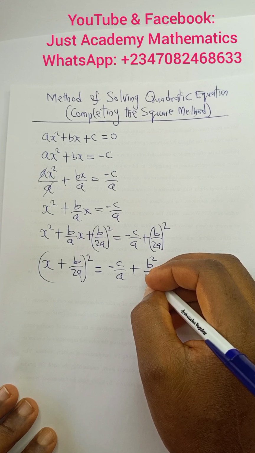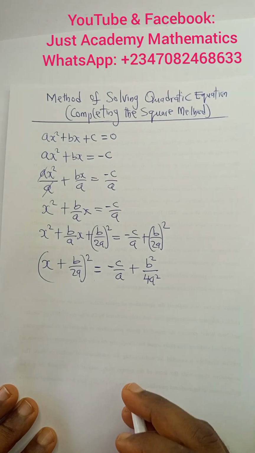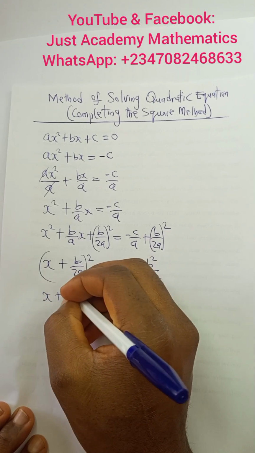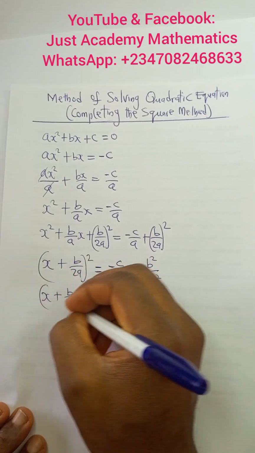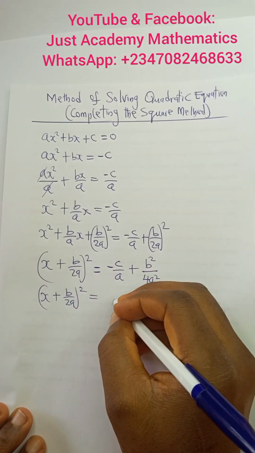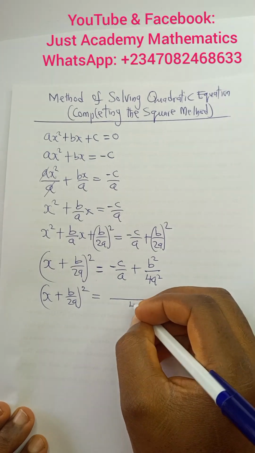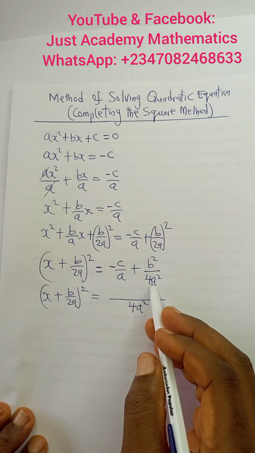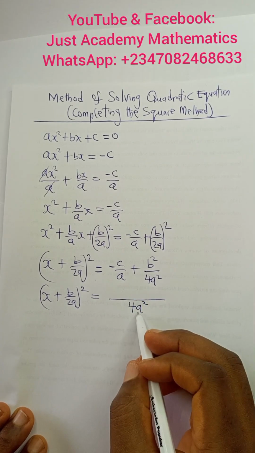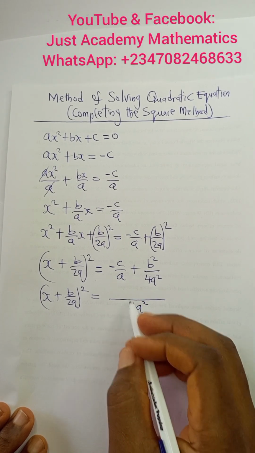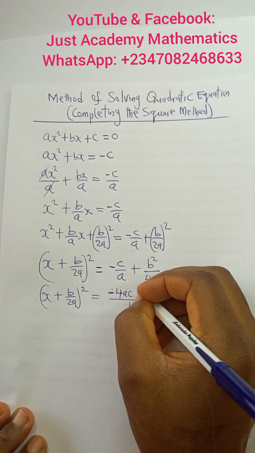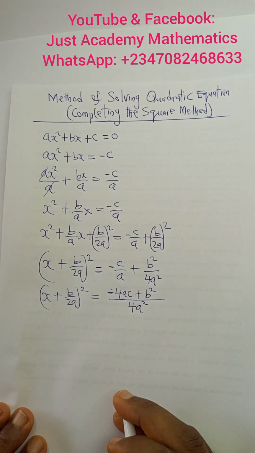2a squared means 4a squared if you square it. So this one means x plus b over 2a, squared, is equal to, the LCM here is what? 4a squared. Because the LCM of a and 4a squared is 4a squared. a going into 4a squared will give us 4a, times c will give us minus 4ac plus b squared.